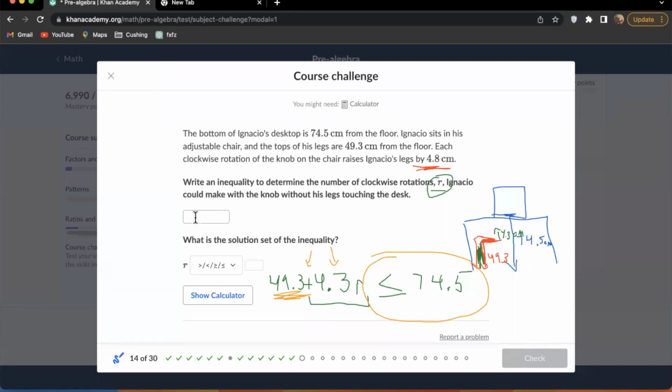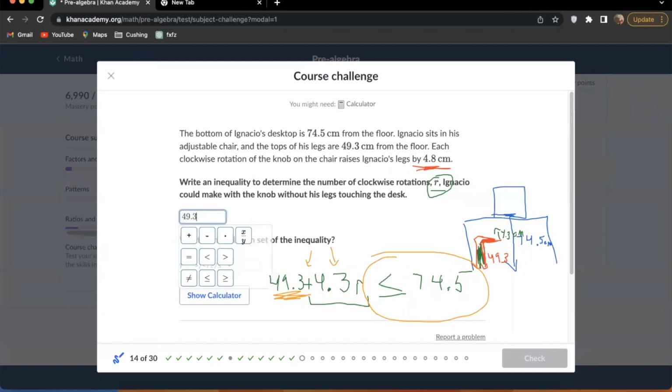So I think it's going to look like this: 49.3 plus 4.3R. That needs to be less than, since it's without his legs touching, so let's just say less than 74.5. Now it wants me to solve it. If I solve it, I'm going to subtract 49.3 from both sides. So I get 4.3R is less than 74.5 minus 49.3.